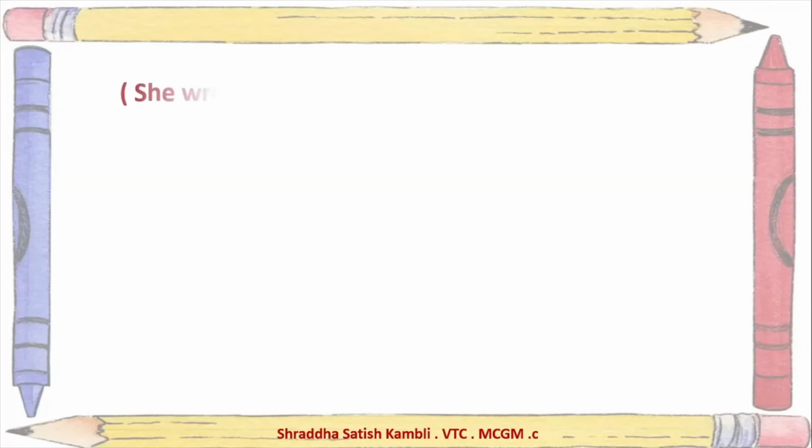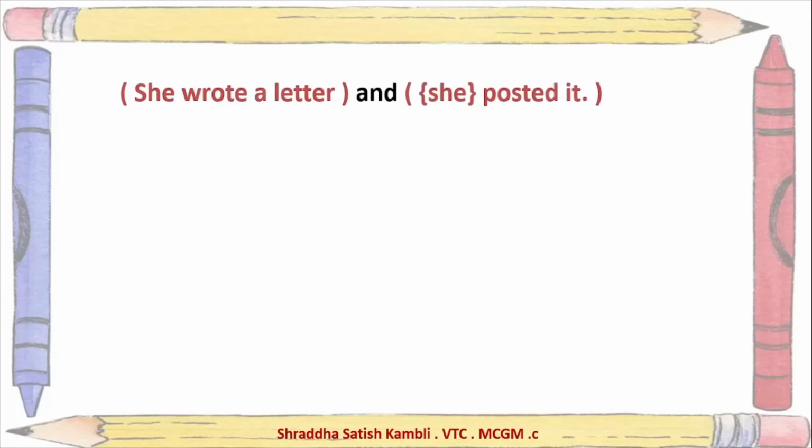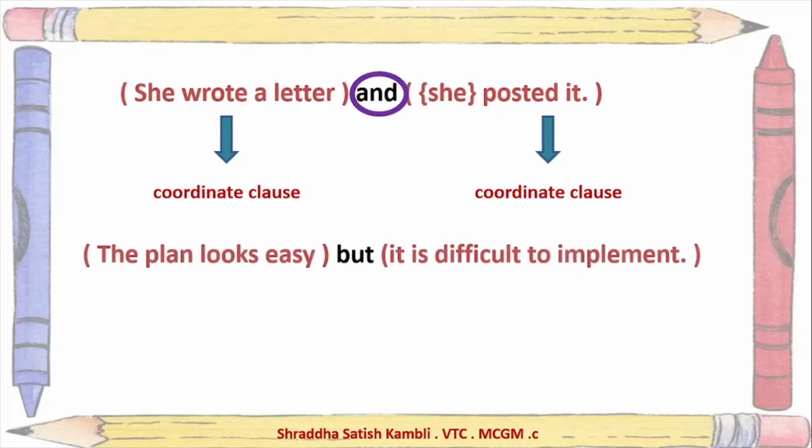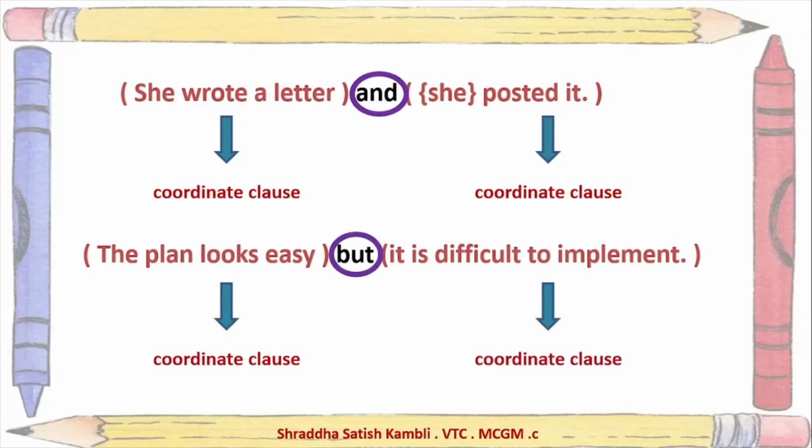Now let's take a look at some examples. So see here, she wrote a letter and she posted it. So she wrote a letter is the coordinate clause. She posted it is one more coordinate clause, and then we have and, which is the coordinating conjunction which is used. Okay, let me show you one more example. See, the plan looks easy, but it is difficult to implement. So the plan looks easy is one coordinate clause. It is difficult to implement is one more coordinate clause which has been joined together with the word but. Alright, now we are not analyzing whether both these are independent or dependent or whatever, but we are just trying to understand what is the meaning of coordinate clause.